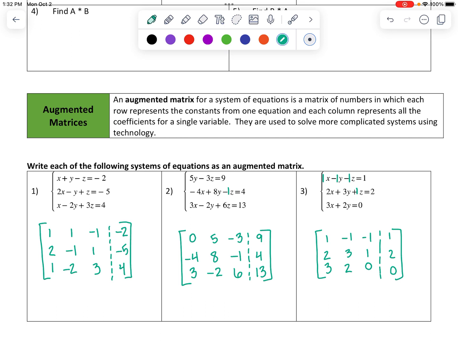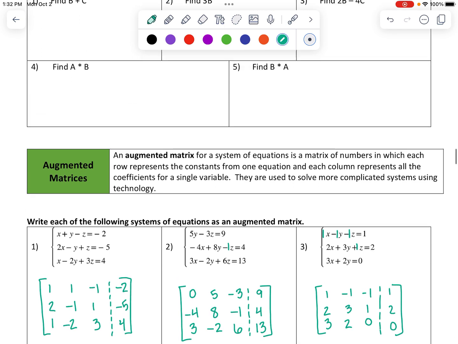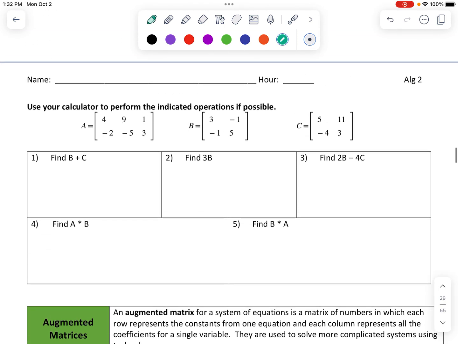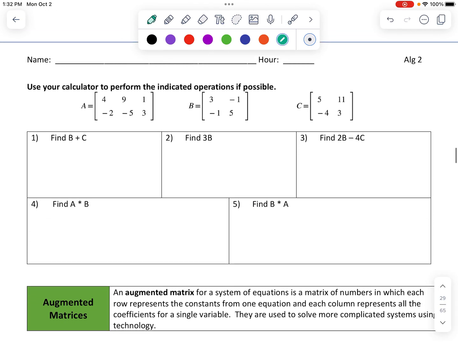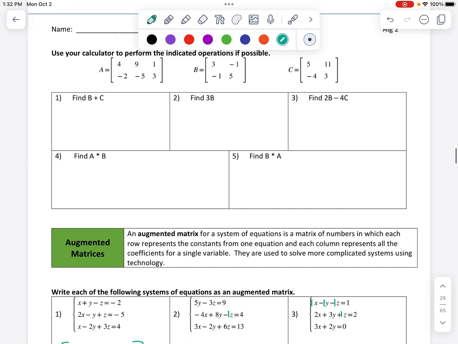So we can see how we are setting up our augmented matrices. We will be adding on to this in section 3.3 and actually solving these systems of equations using our calculators with our different matrix operations. I will be making another video with some graphing calculator information to fill in these last 5 questions, so make sure that you are getting caught up on that as well.